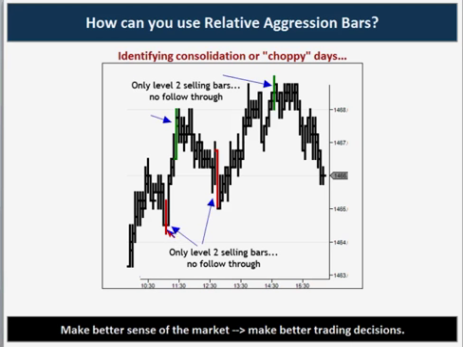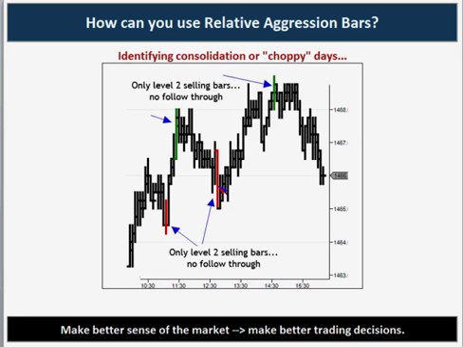You can see quick rejection of this selling bar. No follow-through on this buying bar. No follow-through lower on this selling bar. No follow-through higher on this buying bar. It's just a good sign there's no extreme aggression on one side or the other. There's no follow-through when one side does try to make a minor move. Okay? Pretty good sign that the market's in chop, and there are other clues that we talk about as well, but this is just talking about relative aggression bars.